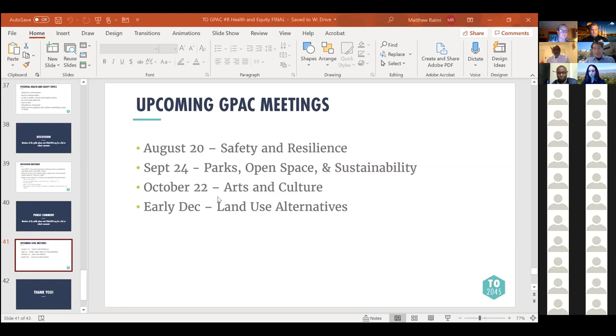And then in early December, we're going to circle back to the land use conversation after we've talked about these other topics. And a lot of the other topics, as you are hearing, all relate to land use and transportation alternatives and concepts. And so we're going to pull all of that together as we present alternatives that you all have helped to create.